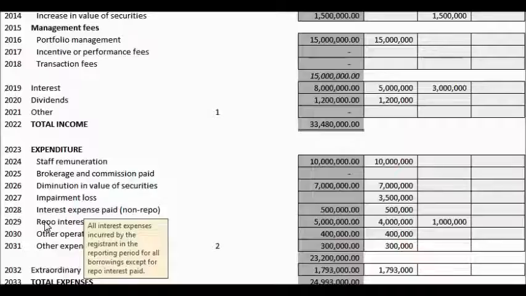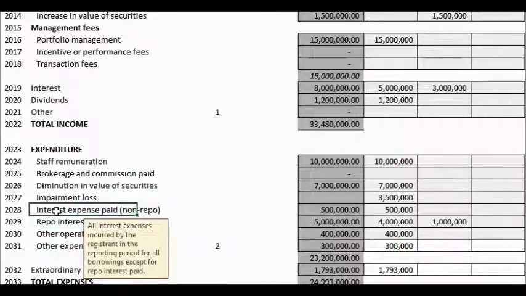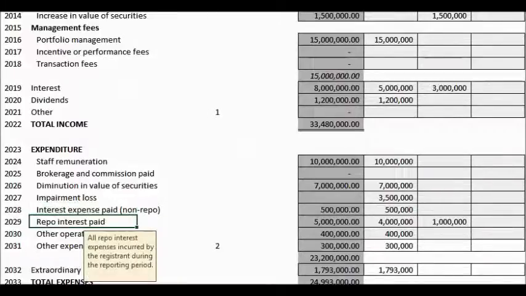Interest expense, non-repo, includes all interest expenses incurred by the reporting entity on all borrowings during the reporting period. This excludes interest paid on repos. The total value of all repo interest expenses incurred during the reporting period is required to be stated in the repo interest paid line item.